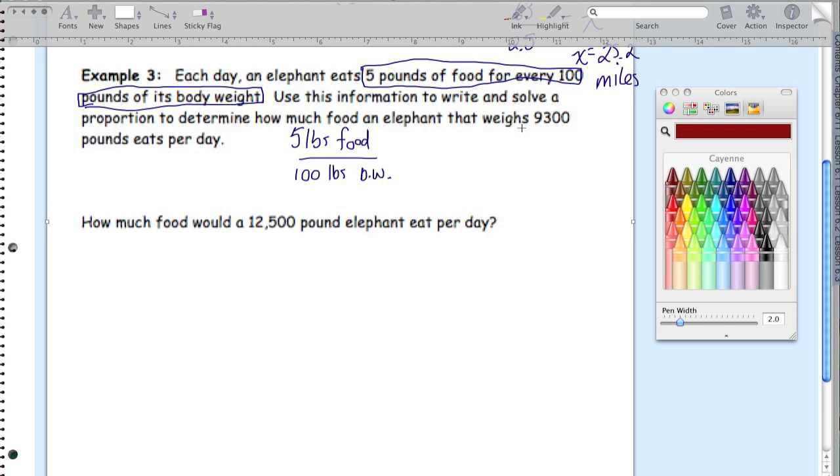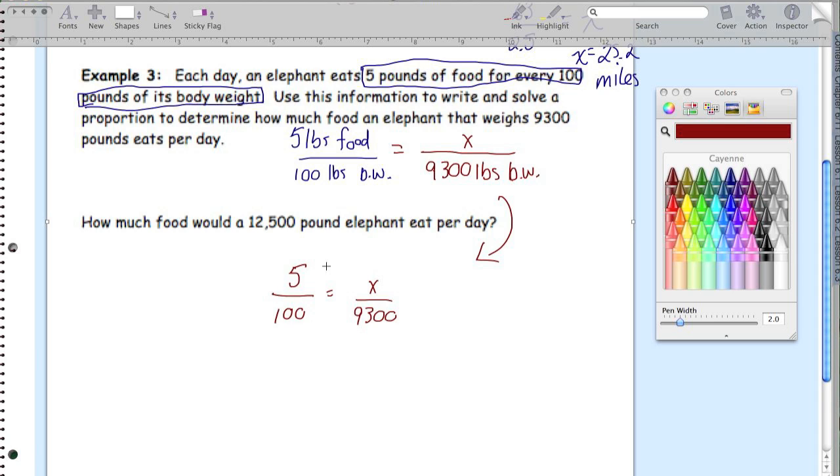And then they say use this information to write and solve a proportion. So we're going to have that equal sign and then another ratio to determine how much food an elephant weighing 9,300 pounds is going to eat. So that's its body weight. So that's going to go in the denominator, 9,300 pounds of body weight. And they want to know how much food it is going to have to eat. So I'm going to write this down here to actually solve it for more space. But really I have 5 over 100 equals x over 9,300.